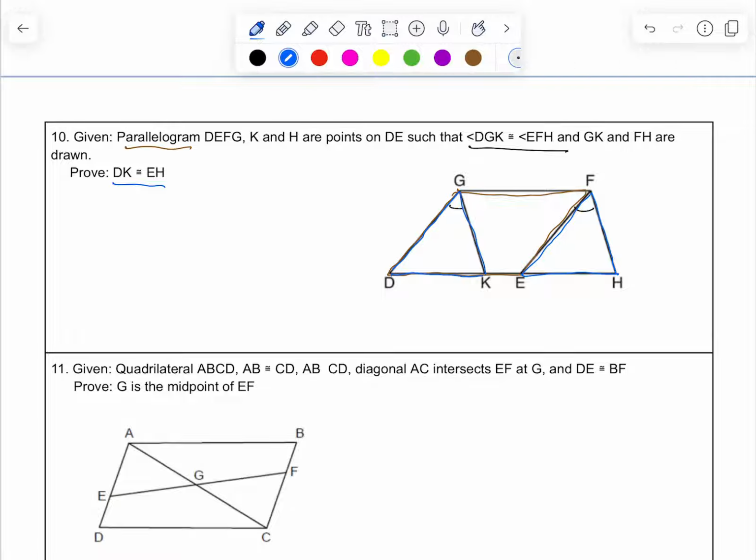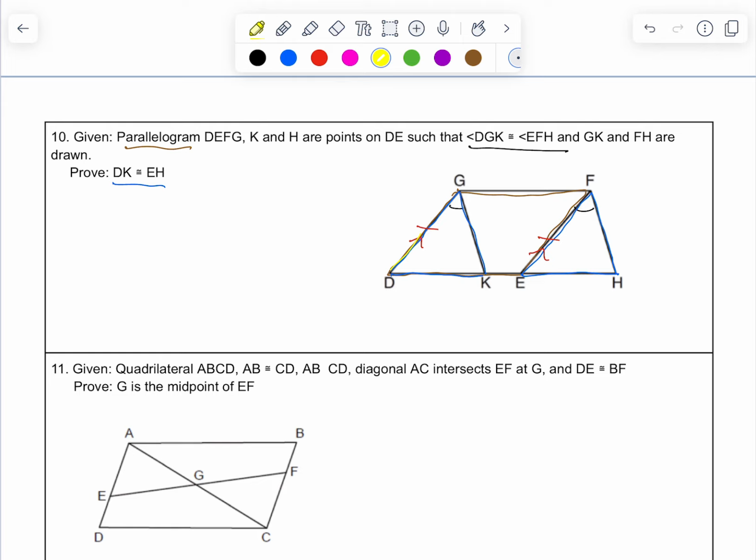So now when I'm looking for parallelogram properties in the parallelogram that I have, DEFG, I'm going to look for parallelogram properties that are going to give me more information about those two triangles. We already have an A. Opposite sides of a parallelogram are congruent. So now that gives me an S. And opposite sides are also parallel.